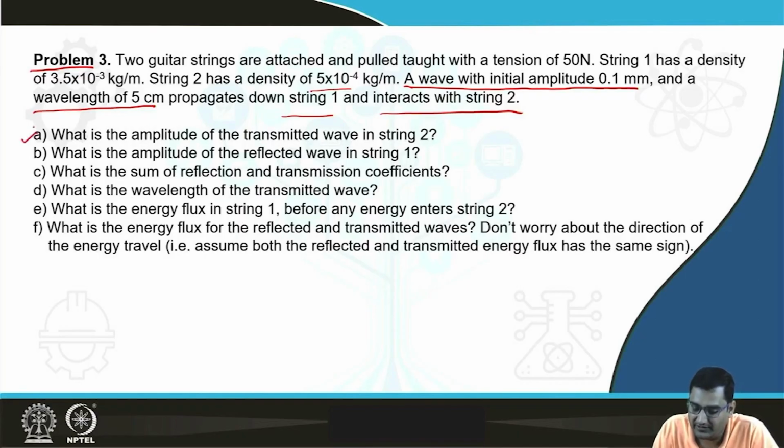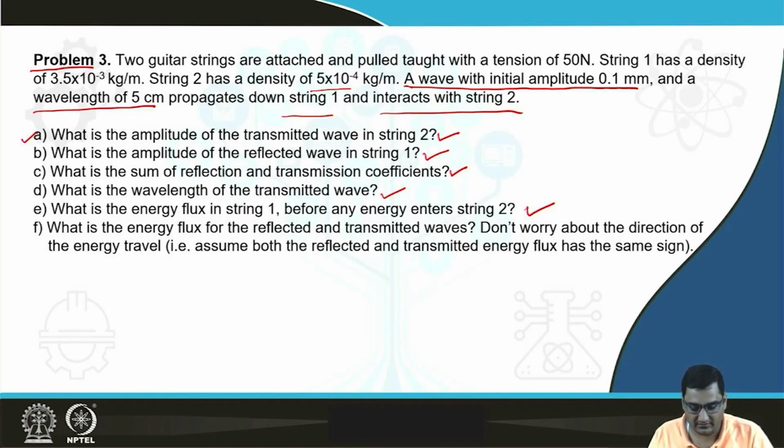Question A: what is the amplitude of the transmitted wave in string 2? What is the amplitude of the reflected wave in string 1? What is the sum of the reflection and transmission coefficients? What is the wavelength of the transmitted wave? What is the energy flux in string 1 before any energy enters string 2? What is the energy flux for the reflected and the transmitted wave? Don't worry about the direction of the energy travel. That means assume both the reflected and the transmitted energy flux have the same sign.